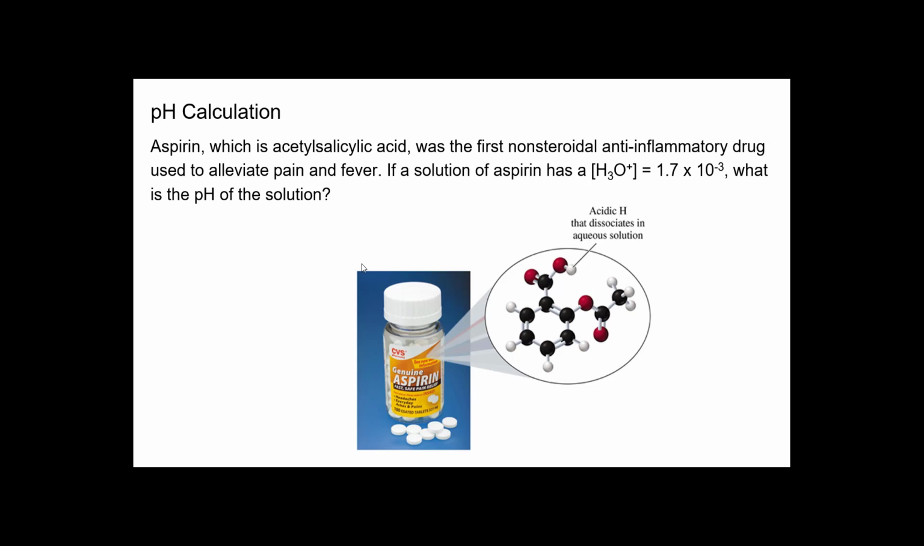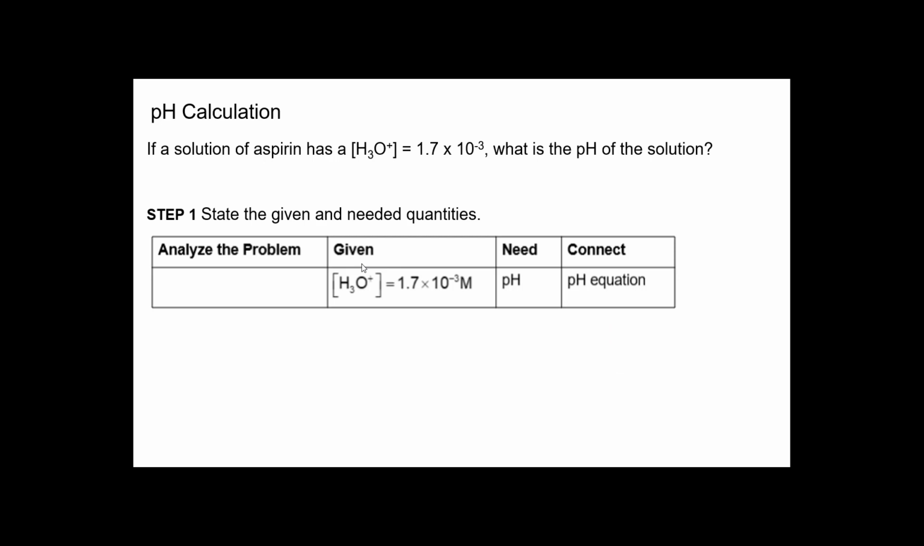Aspirin, acetylsalicylic acid. I have learned to say it and then I mess myself up. Let's just jump in. If a solution of aspirin has a hydronium concentration of 1.7 times 10 to the negative 3, what is the pH of the solution? So let's take a look at what we have.